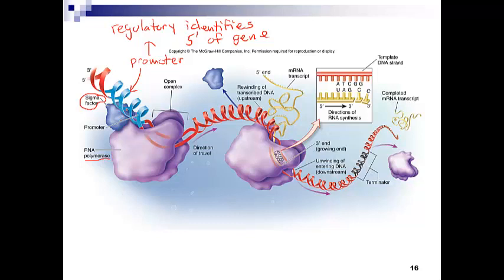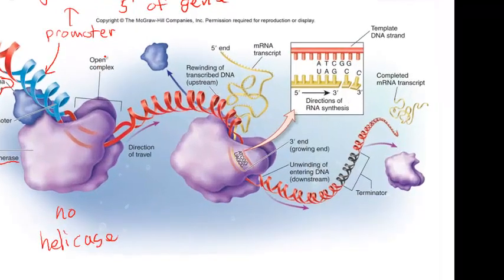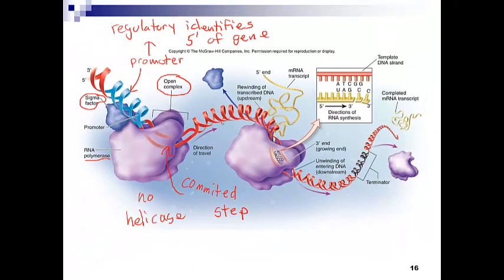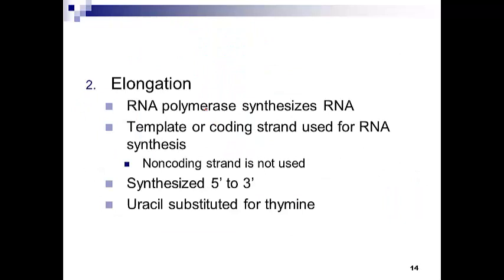Once it's docked at the appropriate promoter, at the appropriate location, the enzyme initiates the opening of the DNA template, the separation of the strands. No helicase required. RNA polymerase has the inherent ability to separate the strands and break through those hydrogen bonds, forming what we call an open complex. That is the committed step. Once the DNA strands are separated, we're off to the races. So now, what do we mean by off to the races? Well, that's the second step, elongation.